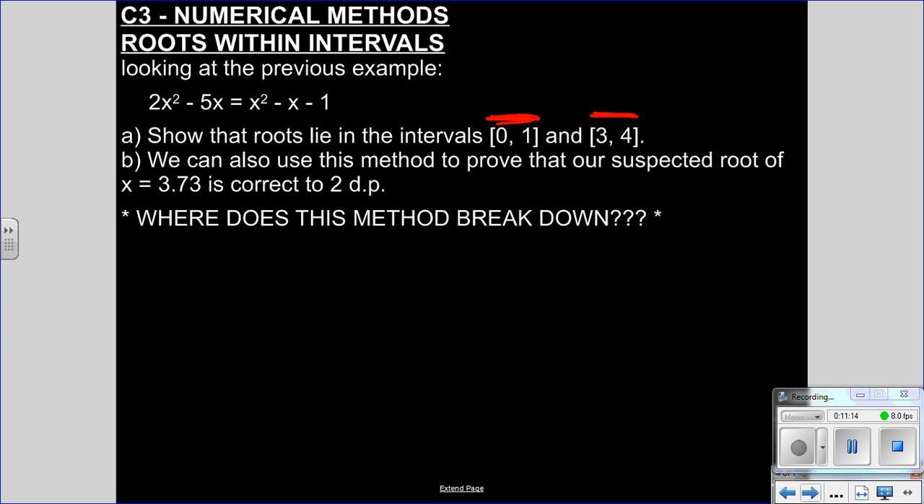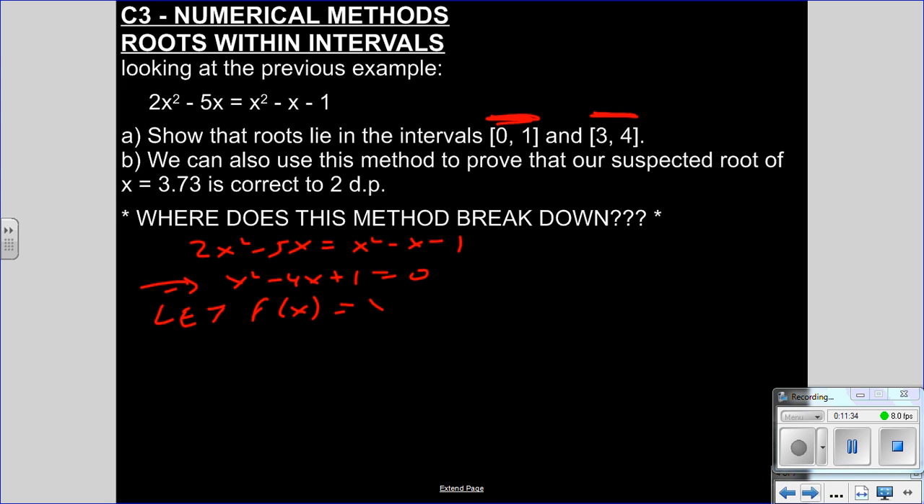So, the question's saying show that the roots lie in the interval 0, 1 and 3, 4. So let's go from where we were before. We were here. We moved everything over to the left. So we get x squared minus 4x plus 1 equals 0. This is the new bit. So you're always going to write let f of x equal x squared minus 4x plus 1.